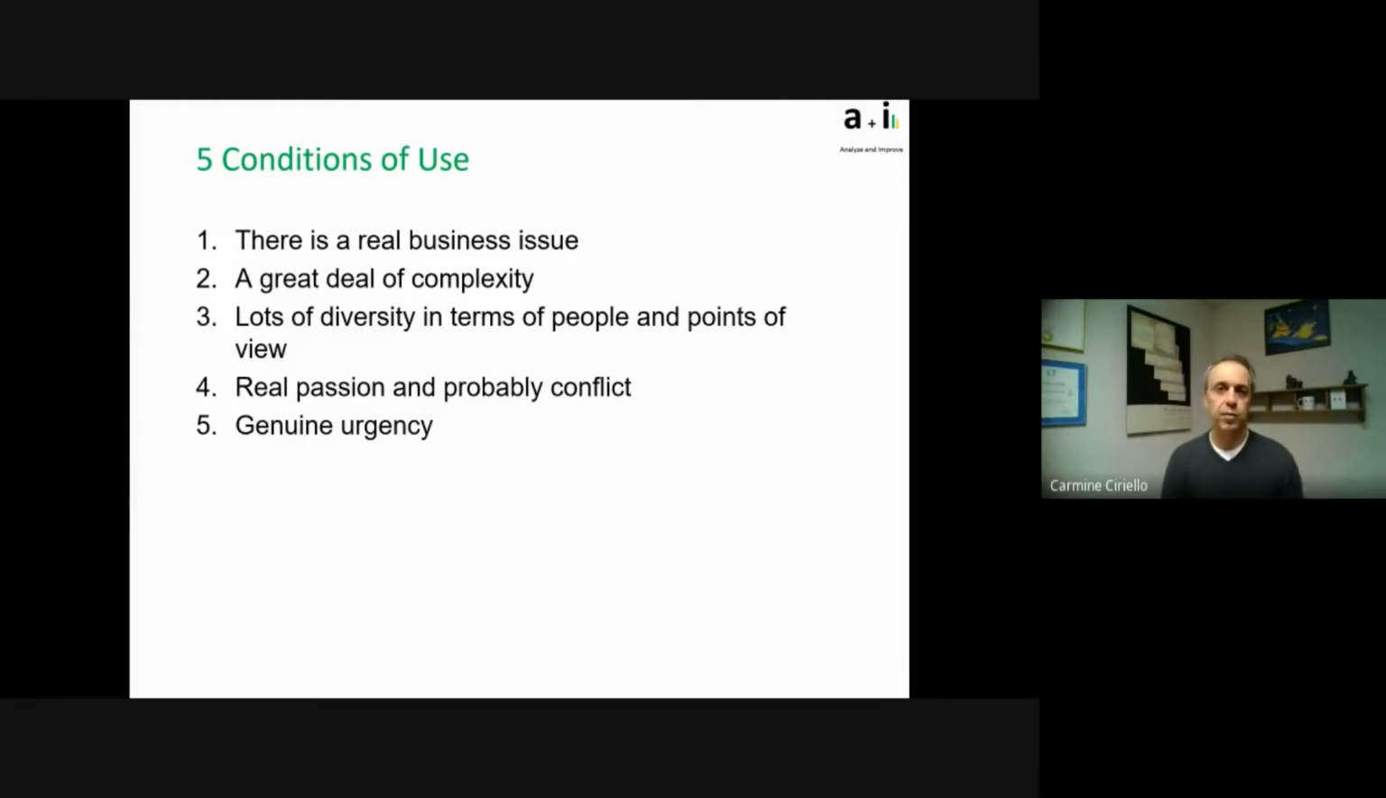Real passion, we talked about the word passion already. Even conflict, as a lot of people know. Conflict, when managed to some extent, is very good and actually means people care. And there has to be some genuine urgency, some importance for doing this. This is not just getting together for the sake of getting together, but we're actually trying to get to an end goal.